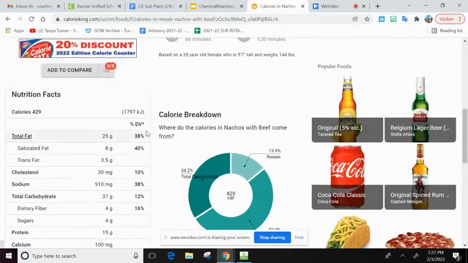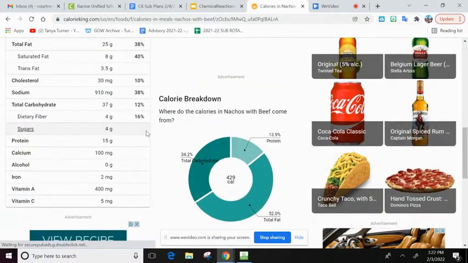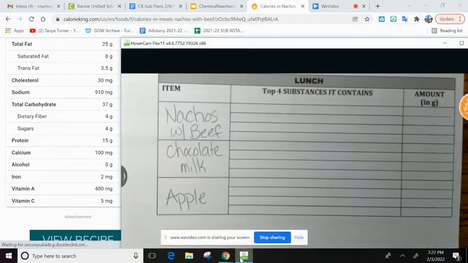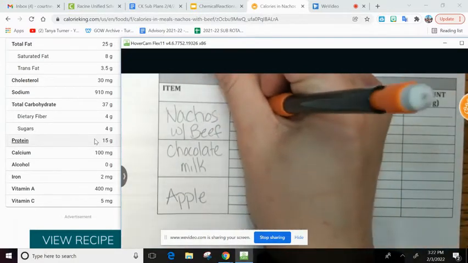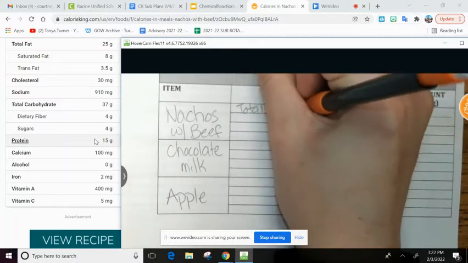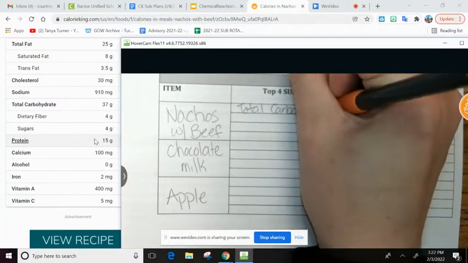I scroll down to the nutrition facts. I can skip the calories. And again, I'm just searching for my largest number in grams. So not milligrams, grams. So I see that total fat's at 25, total carbs is 37. I got 15 grams of protein. So my biggest number is, again, the total carbohydrates. And that was at 37.